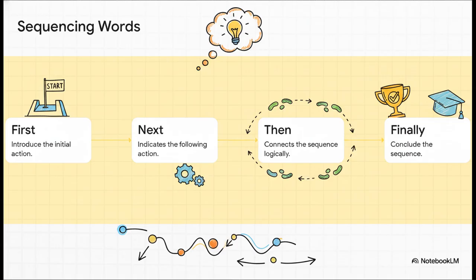And this brilliantly illustrates how those 4 little words create such a smooth flow. First, it sets the foundation. It introduces the initial action so students know exactly where to begin. Next, indicates the following action to keep that clarity and momentum going. Then connects the sequence logically. And finally, concludes the sequence, giving everyone a crystal clear signal that the work is coming to a close.